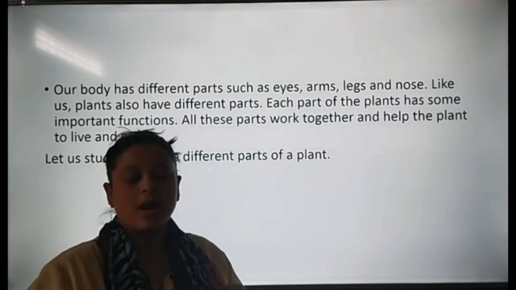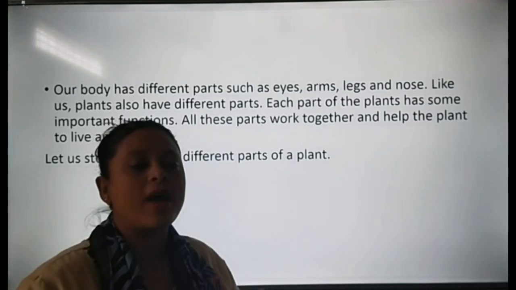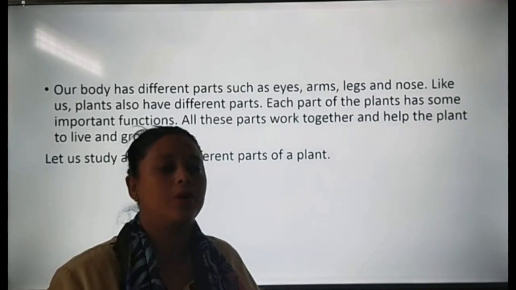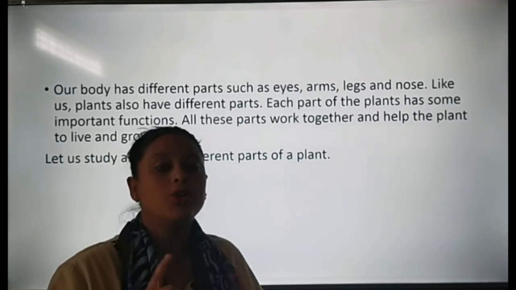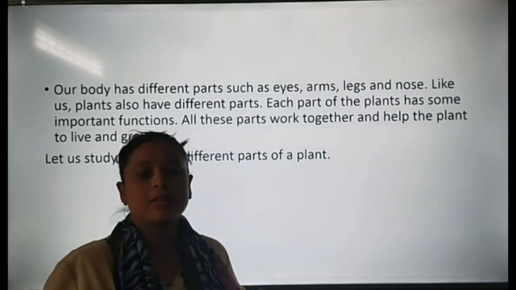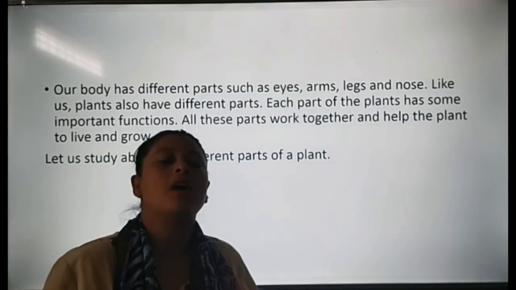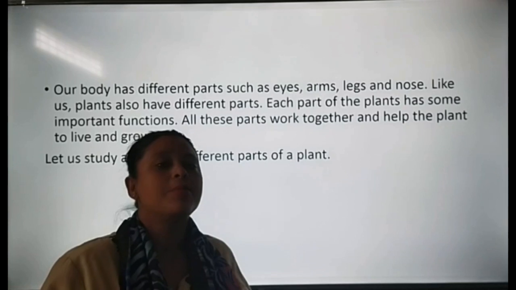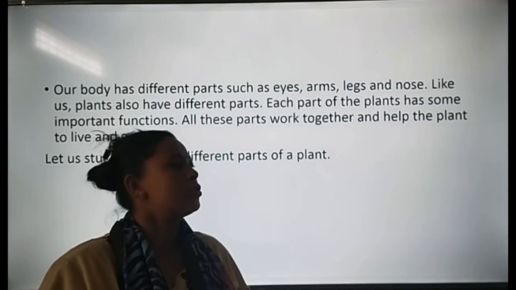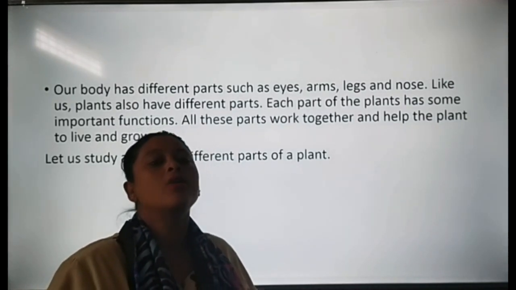So children, like us, like human beings, plants also have different parts. Like we have different parts of our body, isn't it? Like eyes, nose, ears, tongue, mouth, head, legs, hands. So these are the parts of our body. Like this, plants also have different types of parts. Okay? So today we are going to study about the parts of the plant one by one.